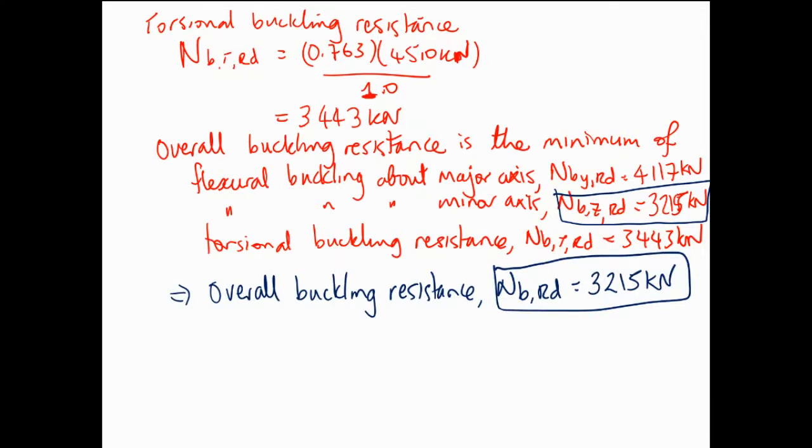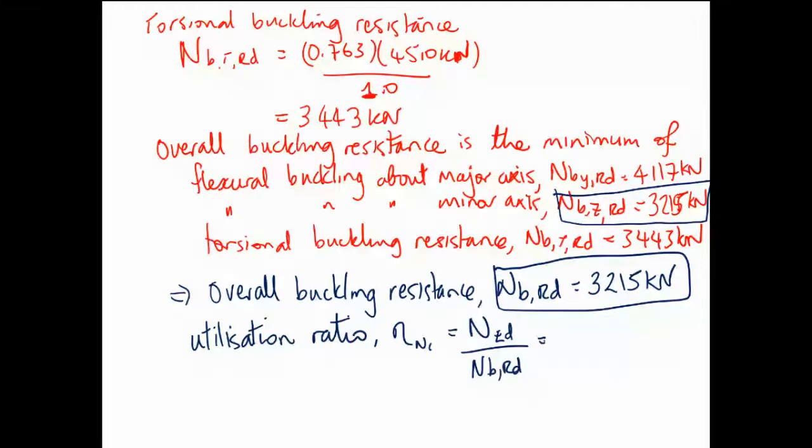So it's driven by lateral buckling, or flexural buckling about the minor axis, and that means that the utilization ratio for buckling or member compression is equal to the axial applied load, NEd, divided by the buckling resistance. Okay, and we said that we have 3,000 kilonewtons applied in the example, and 3,215 kilonewtons of resistance. And we said that it's going to buckle laterally about the minor axis before we get torsional buckling.